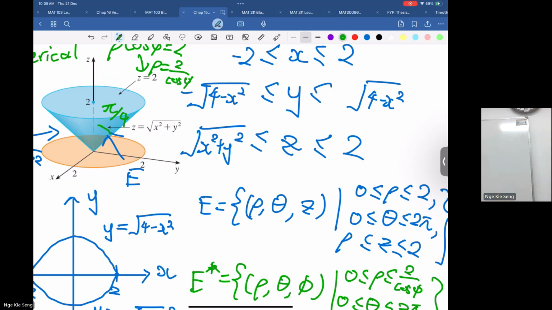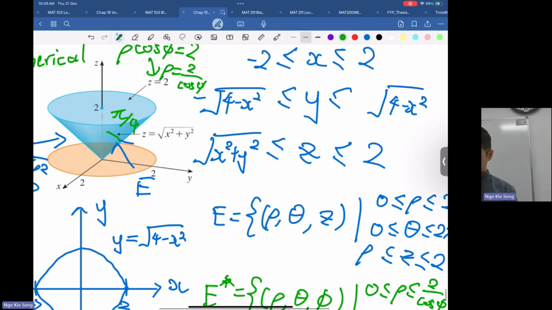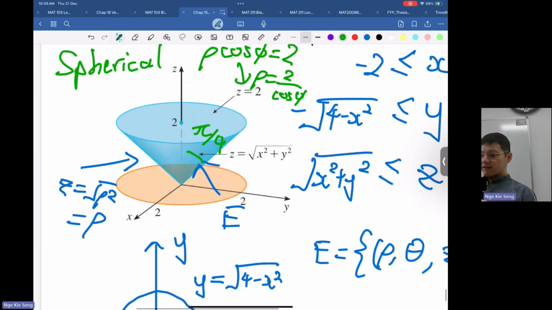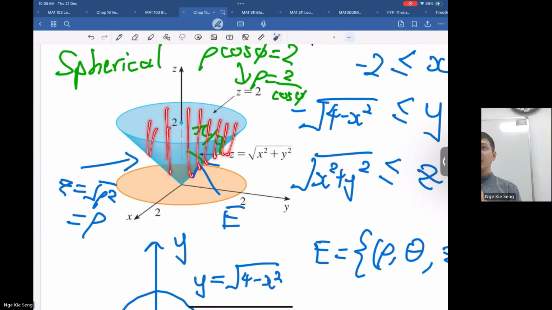I don't just order by 0. You don't just bound by 0. Okay, good. So why you don't just bound by 0? So what is that? Z is the height, right? Is the height.